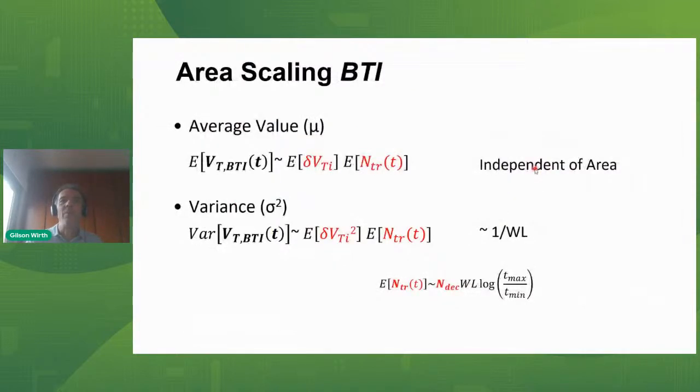Okay, and now the area scaling of BTI. In BTI, the BTI shift depends on the average value of the amplitude contribution of a trap and the number of traps occupied at a given time. At a first approximation, if you keep the same technology and the same kind of device, the expected value of the BTI depends on the average value of the amplitude contribution of a trap and on the expected number of traps. One increases with area and the other decreases, so the average value should be almost independent of area. But the variance, no. The variability is expected to increase with area.